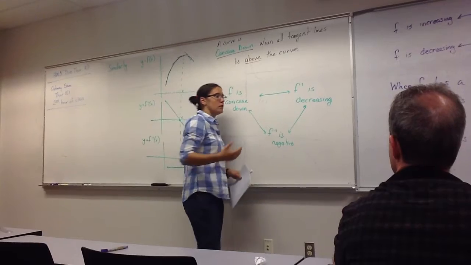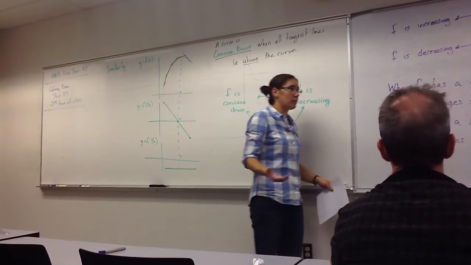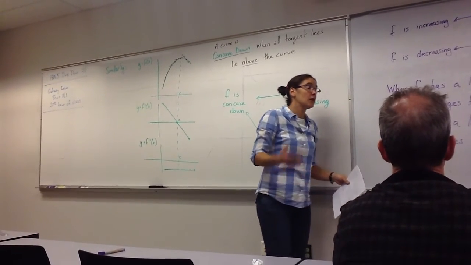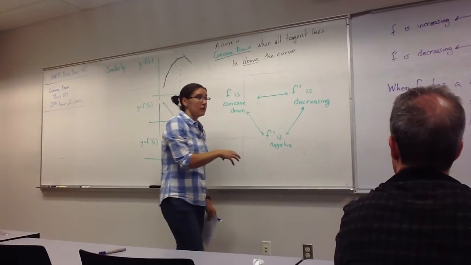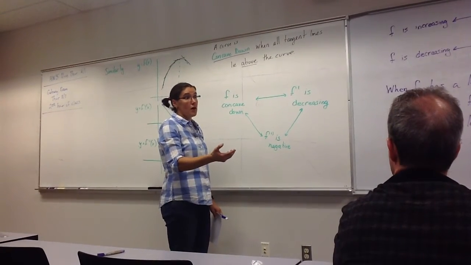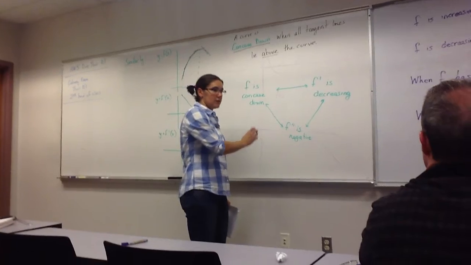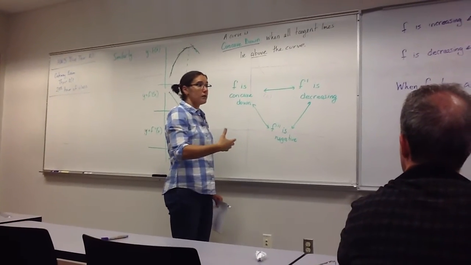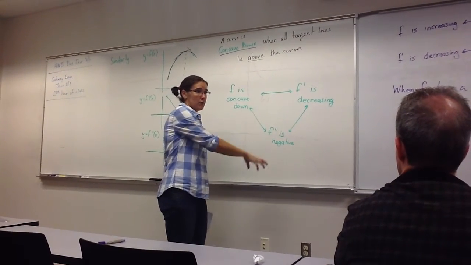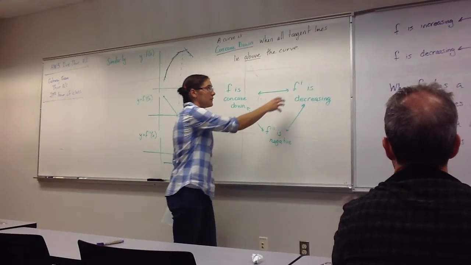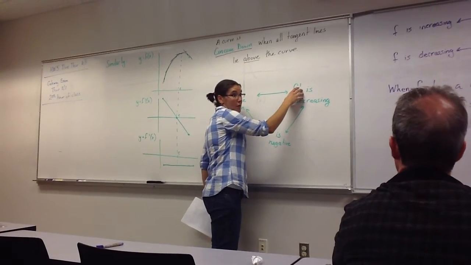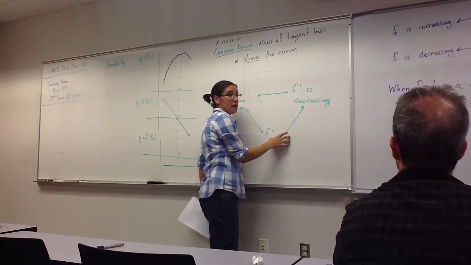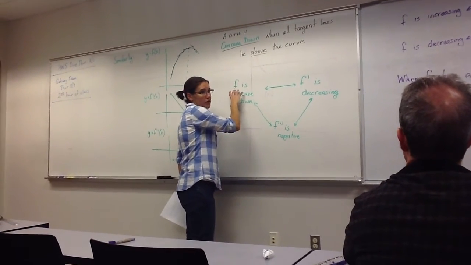But the reality of it is, when you go out into the workplace or wherever you're doing experiments, you're going to be measuring things such as the speed of the car rather than the distance that the car has moved, or the population growth rather than the actual population itself. So you're going to know information about f prime or f double prime, and you won't have an original function f to look at.